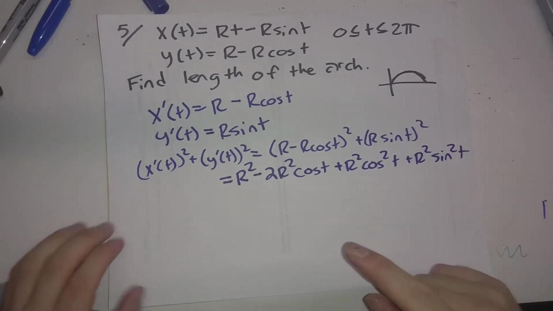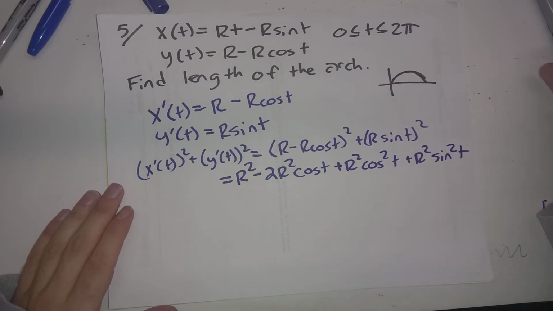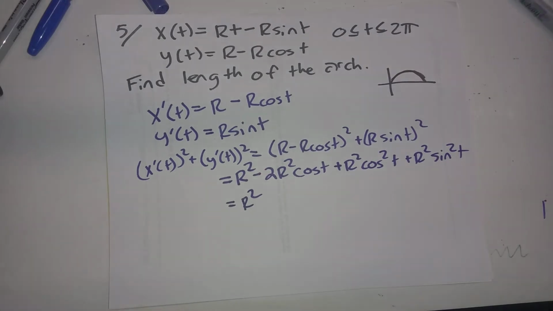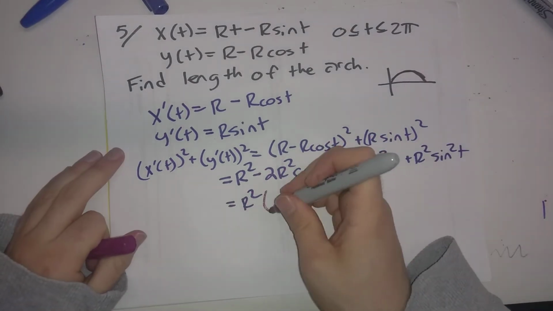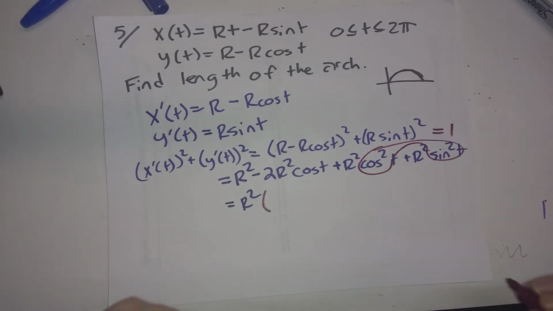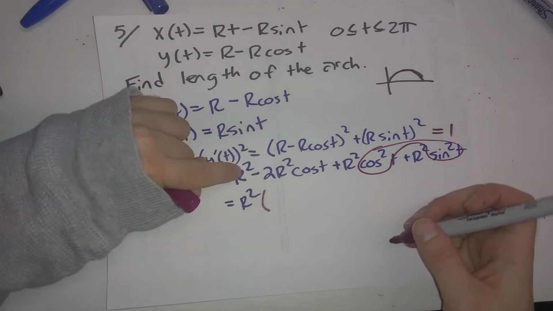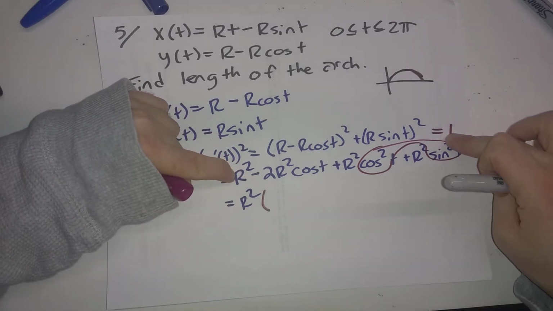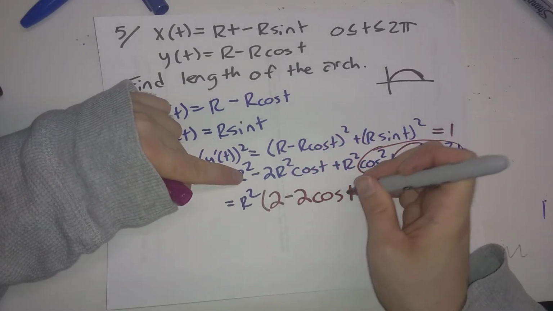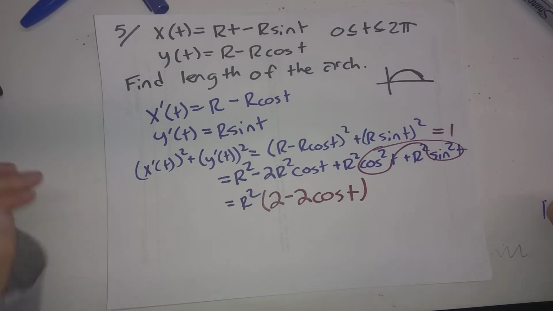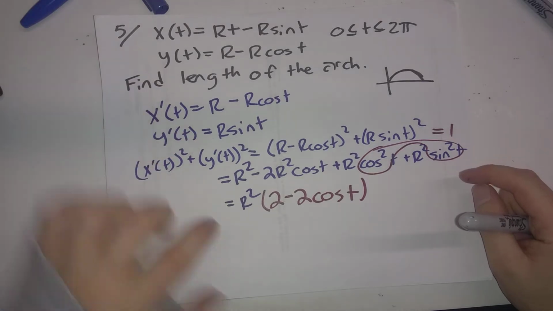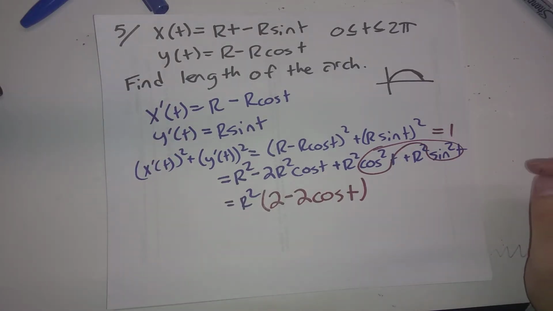Okay, so two simplifications we're going to do at this point. Simplification number 1 is every term in here has an r squared, so we might as well factor out that r squared. And then cosine squared t plus sine squared t is going to be 1. So we'll have 1 plus 1 after factoring out the r squareds. So that's 2 minus 2 cosine t. Okay, so this is our first checkpoint here. We have taken the derivatives of x and y, squared those and added those together.